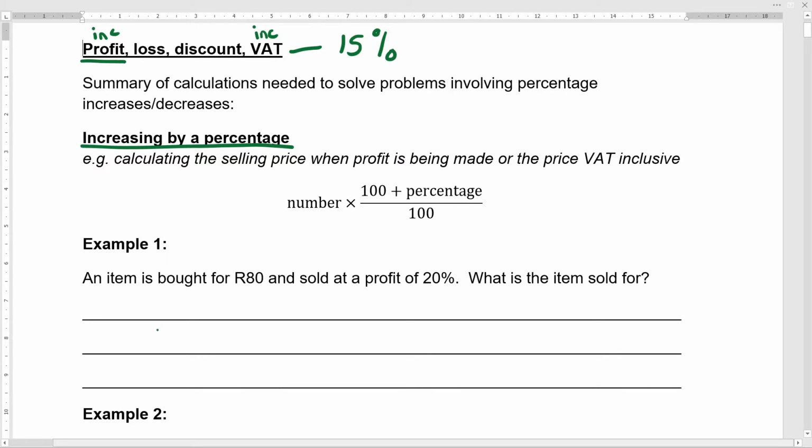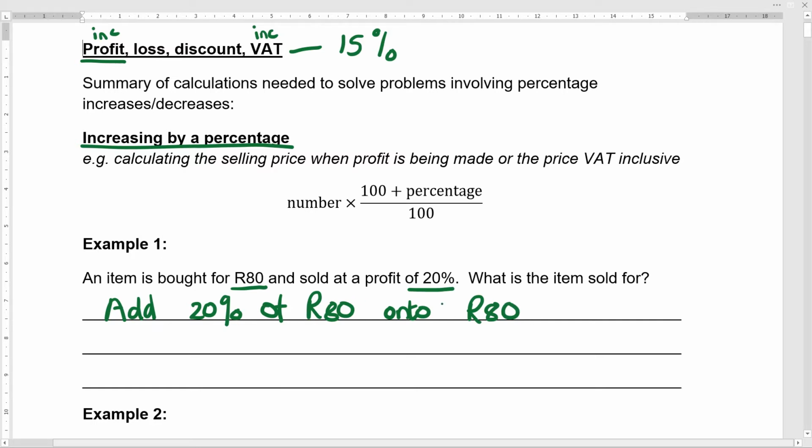So let's look at the first example. The first example tells us that an item is bought for 80 Rand, obviously by a retailer, and then it is sold at a profit of 20%. So what you need to do here is you need to add 20% of 80 Rand onto 80 Rand. Does that make sense? You need to take the percentage of the original amount and go and add it on.